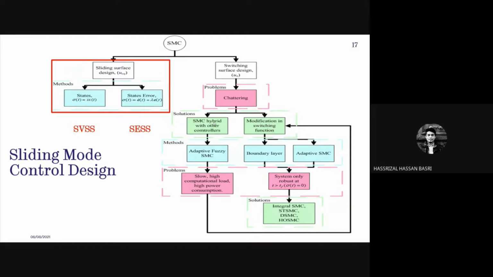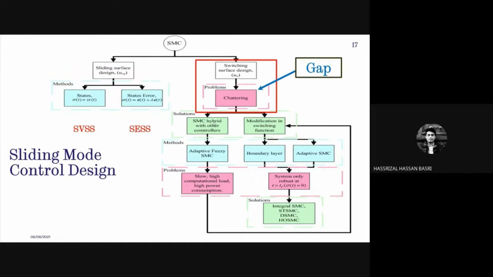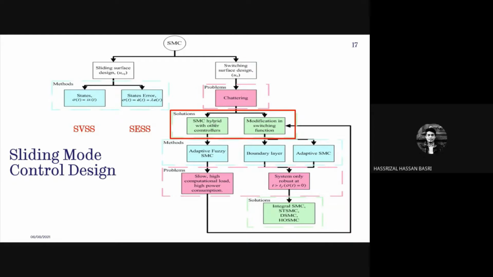Then for the switching surface design, the problem is chattering, but for the researchers in this field, this is not a problem, this is an advantage, because we can produce many papers on how to solve the chattering. So this is good news for people in dynamic control. After that, there are two kinds of solution we can choose from: we can choose the SMC hybrid with other controllers, and also we can do the modification in the switching function.